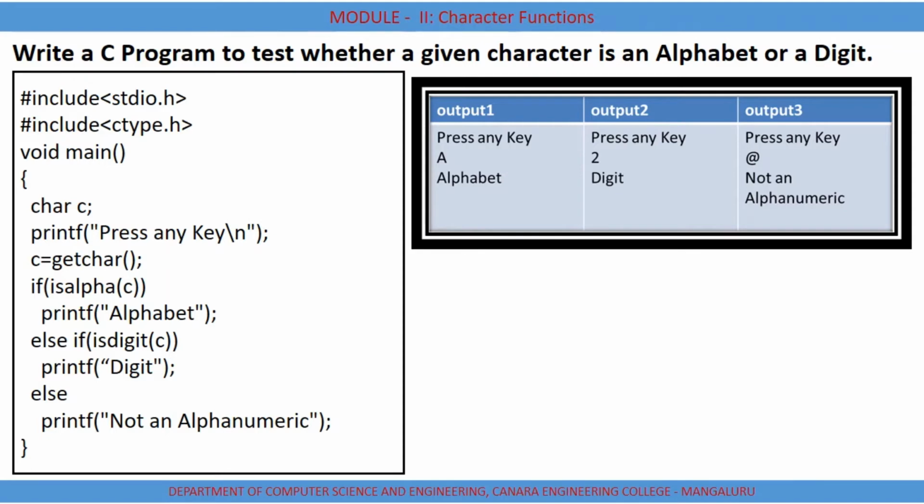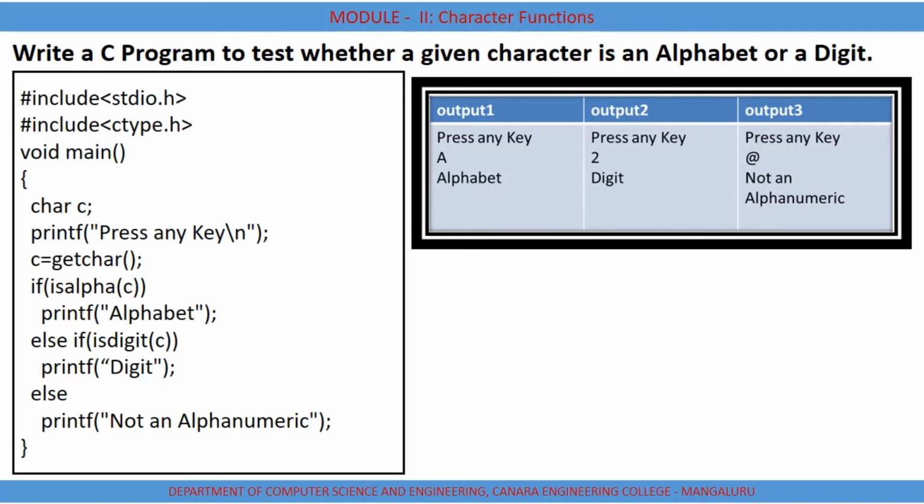Write a C program to test whether a given character is an alphabet or a digit. We have to accept a character from the keyboard, check whether it is an alphabet or digit, and display suitable messages. So the first line here is #include <stdio.h>, which indicates that I am going to make use of standard input output library functions in order to show the result as well as accept the input from the user. Next is #include <ctype.h>. This one I'm using because I am going to make use of built-in character functions.